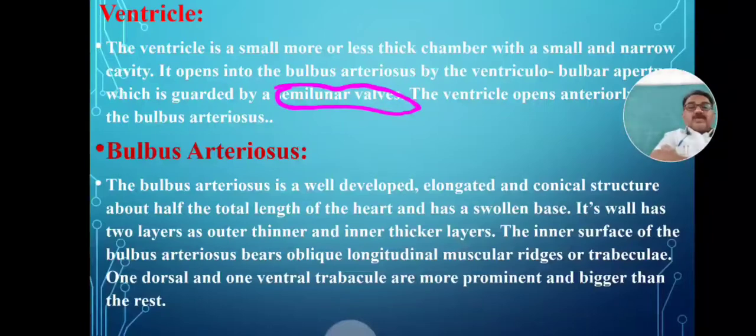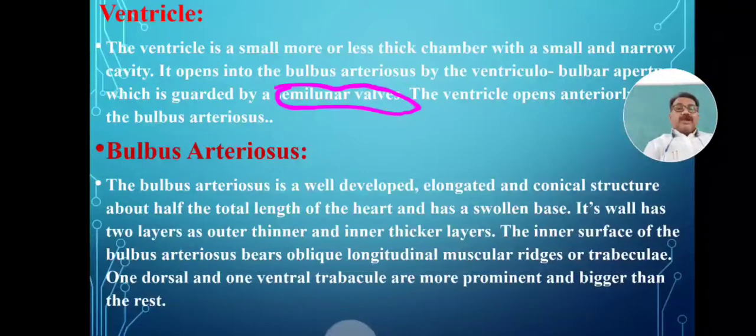The inner surface of the bulbus arteriosus bears oblique longitudinal muscular ridges. Those ridges are called trabeculae. Trabeculae are nothing but the oblique longitudinal muscular folds on the inner surface of the bulbus arteriosus.